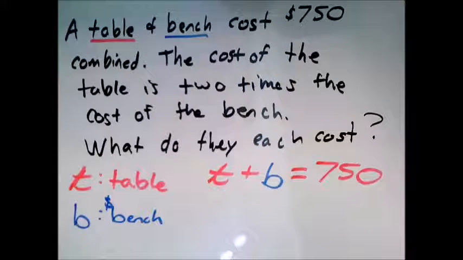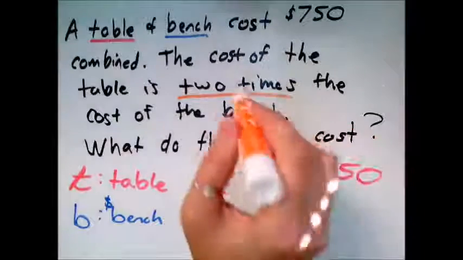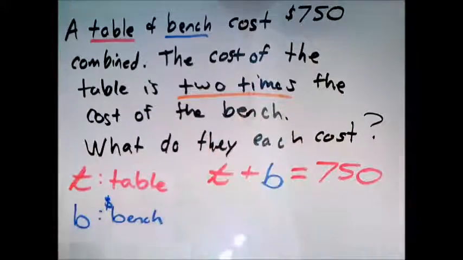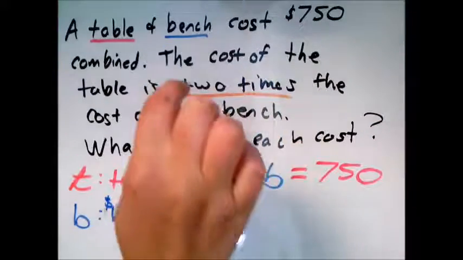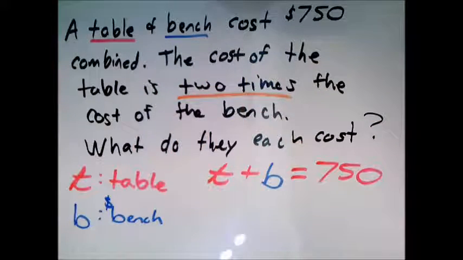Okay, so if we read the other sentence we haven't used yet, it says the cost of the table is 2 times the cost of the bench. So I know I'm going to do something multiplied by 2. But then sometimes you start questioning, is it 2 times B or 2 times T? If you read the sentence, sometimes you can tell it says 2 times the cost of the bench, so 2 times B. But another thing that's helpful is think about when you read that sentence, which one costs more? The cost of the table is 2 times the cost of the bench. So that sounds like the table is the more expensive one.